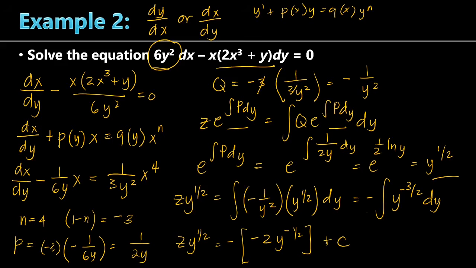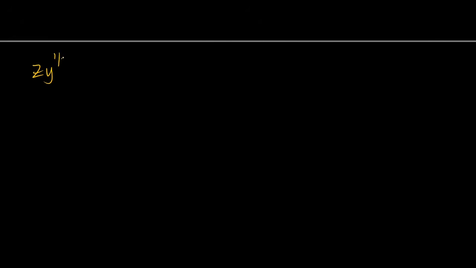So this is now the solution of the equation that is linear in z. But this is not yet the final answer because we need to reinsert the original dependent variable, which is x, right? Let me just copy paste this in the next slide. z, y raised to 1/2 equals 2y to the negative 1/2 plus c. Now I can write z, remember, z is equal to x raised to 1 minus n, which is x raised to 1 minus 4. Therefore, that's x raised to negative 3.